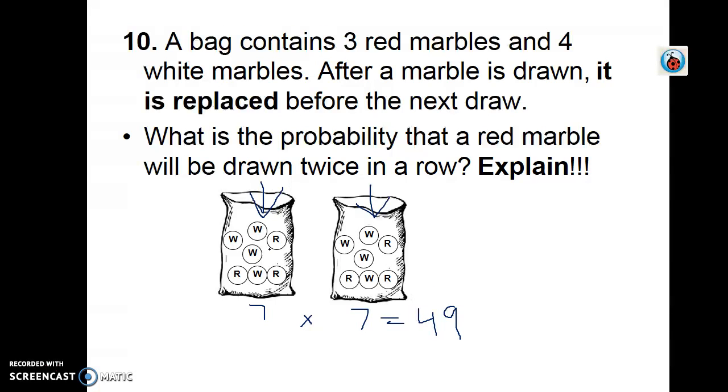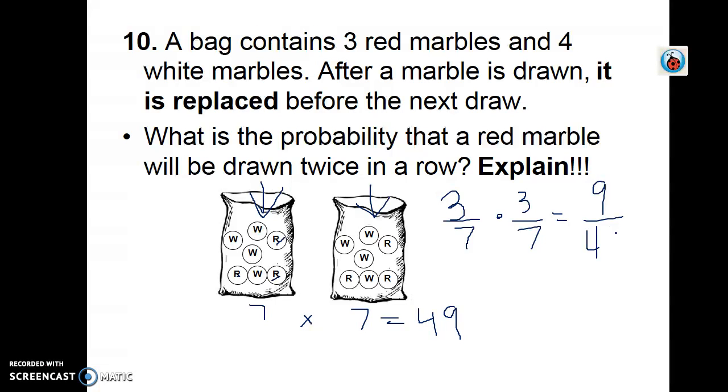If I want to see if I can choose a red twice, then the first time I put my hand in this bag, I have 1, 2, 3. I have a 3 out of 7 chance of choosing a red marble. If I put that red marble back in, shake it up, and choose again, I still have, the second time, a 3 out of 7 chance of choosing red again. So that means in those 2 out of the 49 different combinations of marbles, 9 out of those 49 are going to be red.